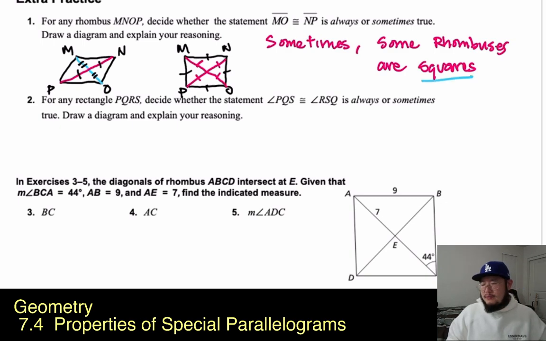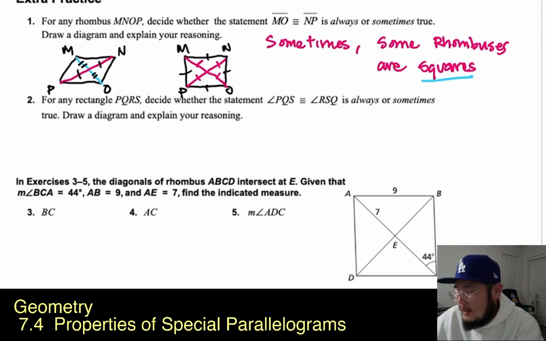It says for any rectangle, decide whether the statement angle PQS is congruent to angle RSQ. So let's go ahead right here. Let's draw our rectangle.